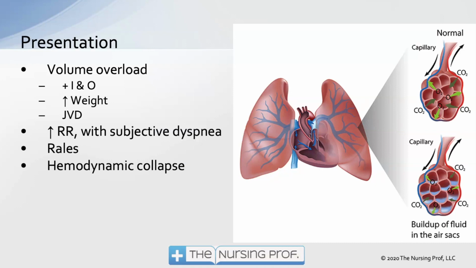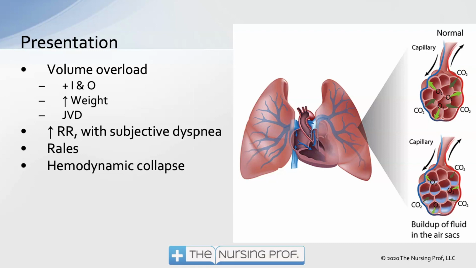So on presentation, we expect to see volume overload, positive I&O, increase in the patient's weight, maybe some jugular venous distension, an increase in respiratory rate with subjective dyspnea. Remember, those are the early signs that we're getting fluid in that alveolar capillary membrane.